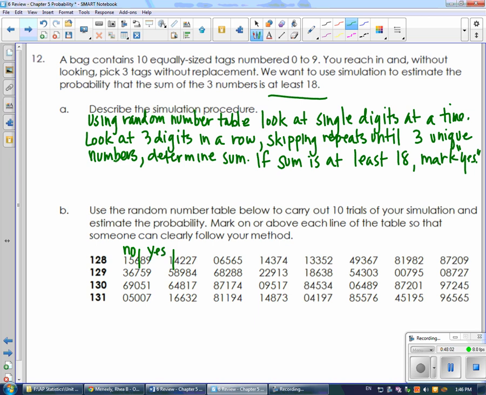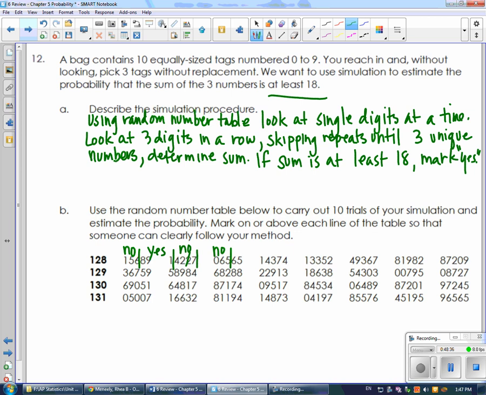That's my second trial. My third trial, notice I have 4, 2, and then I get another 2. I'm going to ignore that second 2 and move on to the next number, 7. Now I have 3 unique numbers, 4, 2, and 7. When I add them together, 6 plus 7 is going to give me 13. That is not over 18, so I'm going to write no. That's my third trial. I'm going to look at my next 3 digits. They are unique, 0, 6, and 5. The total now is 11. That is not 18 or over, so I'm going to write no.